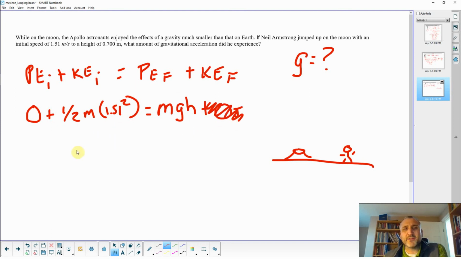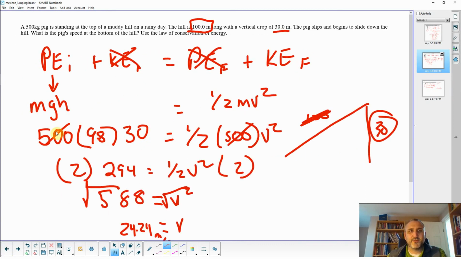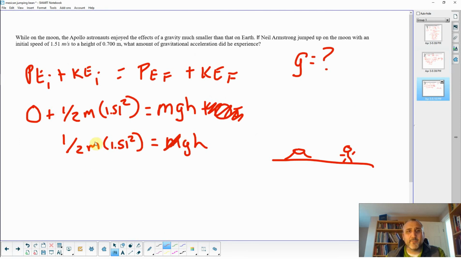So let's just rewrite this. I'm going to copy it down. 1/2 m times 1.51 squared equals mgh. Well, they don't give us his mass in here. It could be 100 kilograms, it could be 1,000 kilograms. I don't know how heavy Neil Armstrong was. But we've got a mass on both sides of the equation. And just like with the pig question, where I could get rid of the 500 grams of the pig, I can get rid of the variable m on both sides by dividing both sides by m. So now I'm stuck with 1/2 times 1.51 squared equals g times the height.